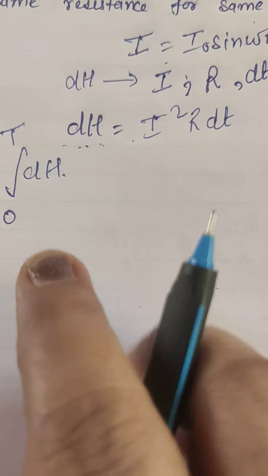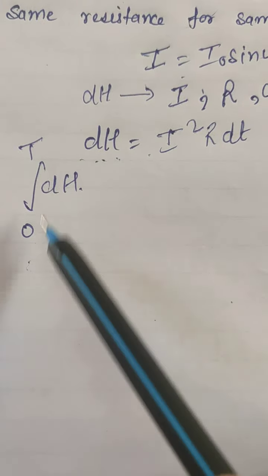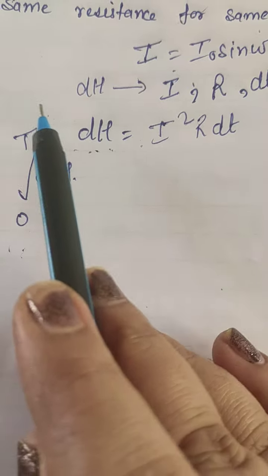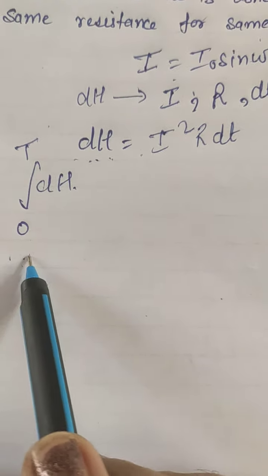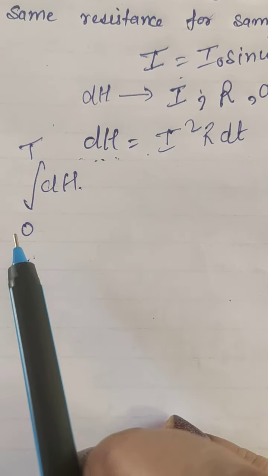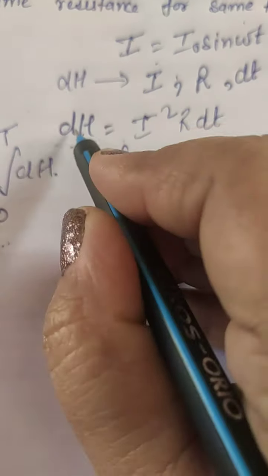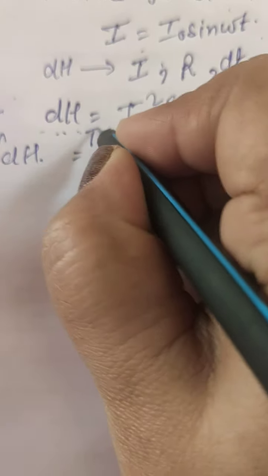Now total amount of heat generated is given by integration from 0 to T of dH. Now I want to let you know that here we are using the limit from 0 to T, while in the previous cases, when finding the average value, we used 0 to T by 2. Since root mean square value can be calculated for the full cycle, we are taking the limit from 0 to T, which is the time period of the full cycle. Okay, so again putting the value of dH, integration 0 to T of I square R dt.